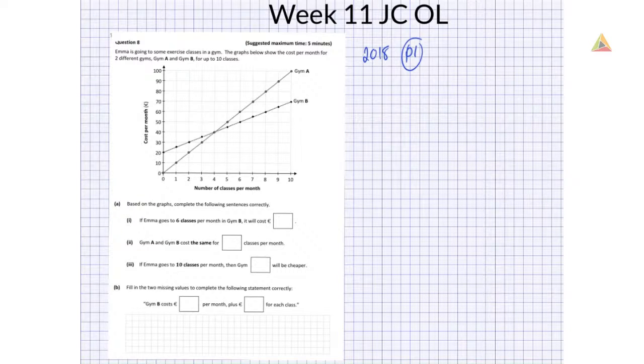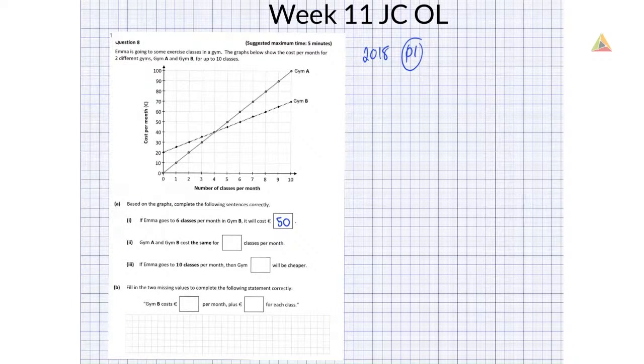We can see that the number of classes are on the x-axis. So we go to where 6 classes is, so it's going to be here. And what we need to do is go up and see where it hits Gym B. Remember, Gym B is this line here. So we go to 6 and go up until it hits Gym B. And we come across then, and it's 50 euro. So that's the answer there. So it's 50.